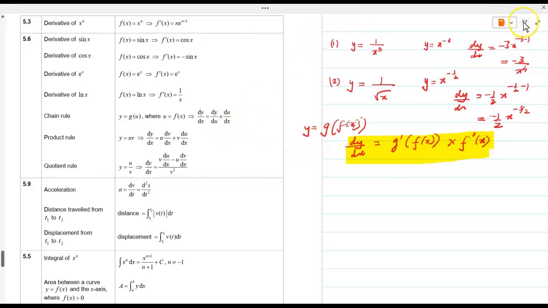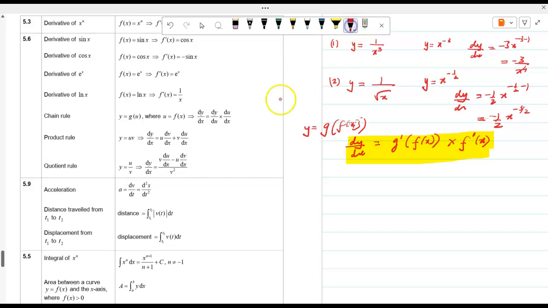Derivative of ln x is 1 over x, and then if there's a chain rule, you multiply by that. So basically what's going to happen is all these have their cousins.